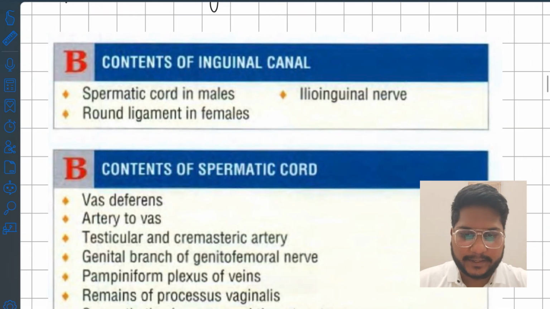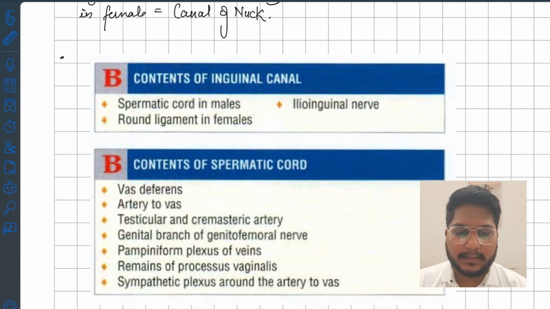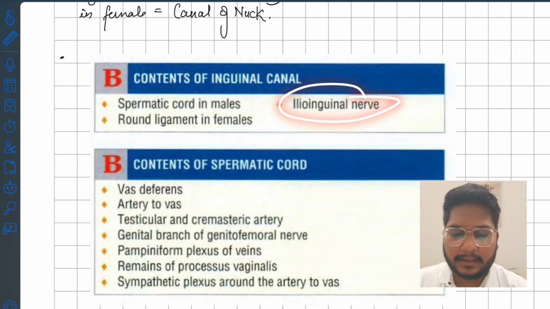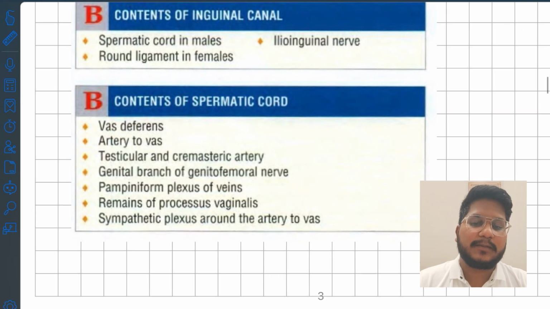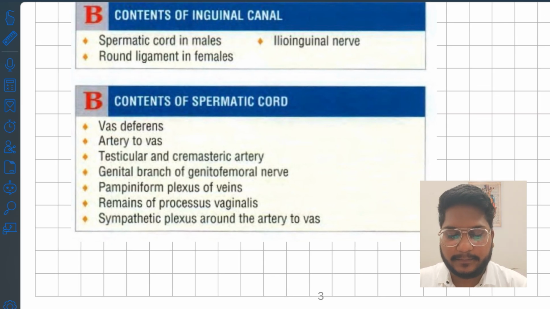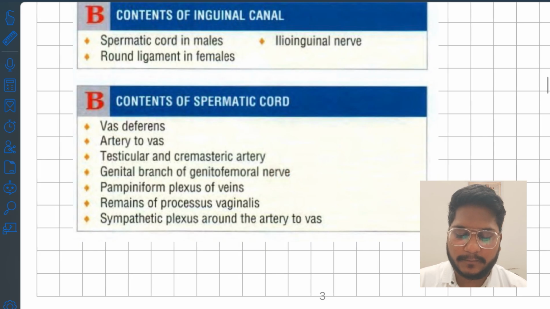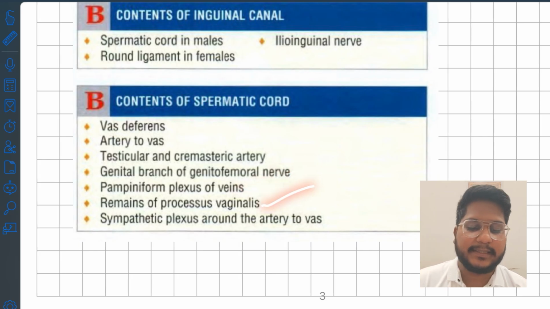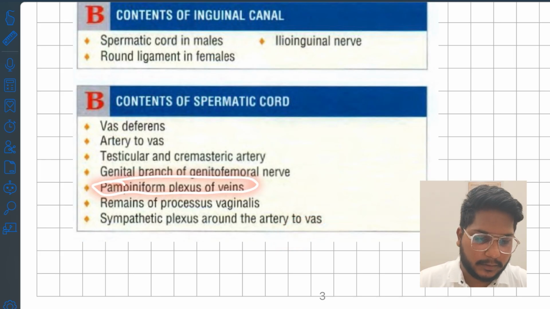Now the contents of the inguinal canal. It is the spermatic cord in males, then we have the ilioinguinal nerve and the round ligament in females. Next is the content of the spermatic cord. It can be remembered as the vas deferens, then three arteries: artery to the vas, testicular artery, and cremasteric artery. Then there is the genitofemoral nerve, the pampiniform plexus of veins, remains of the processus vaginalis, and the sympathetic plexus around the artery of the vas. And the testicular vein is also known as the pampiniform plexus, as everyone knows.